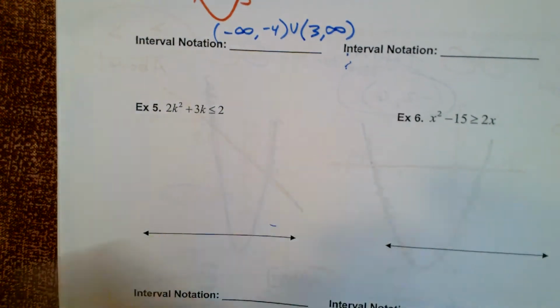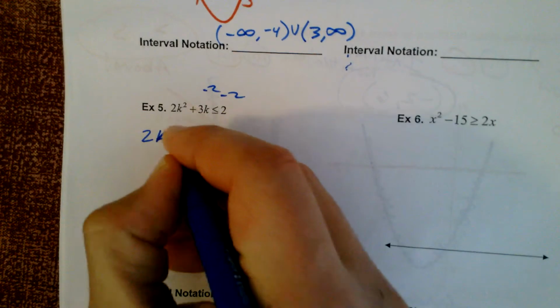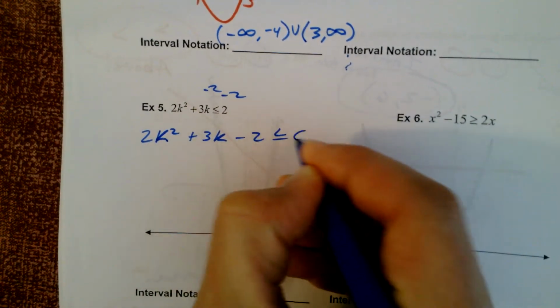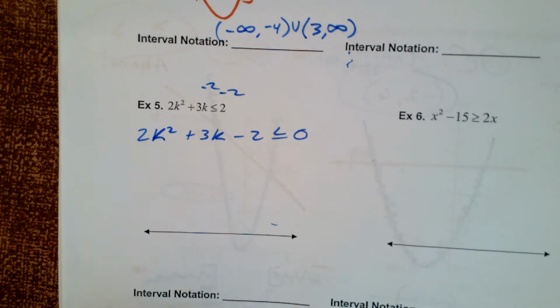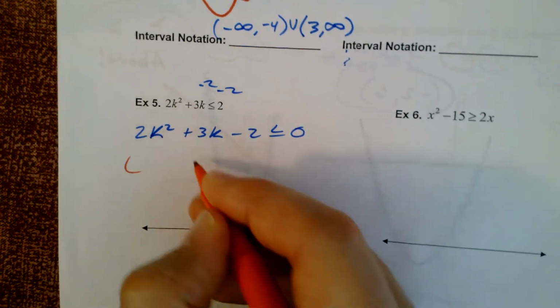Step number 1, get your stuff on one side, so I need to subtract the 2 over. Okay, write in descending order. So I got 2k squared plus 3k minus 2 is less than or equal to 0. Then we got to factor this guy. I'll do the first part.